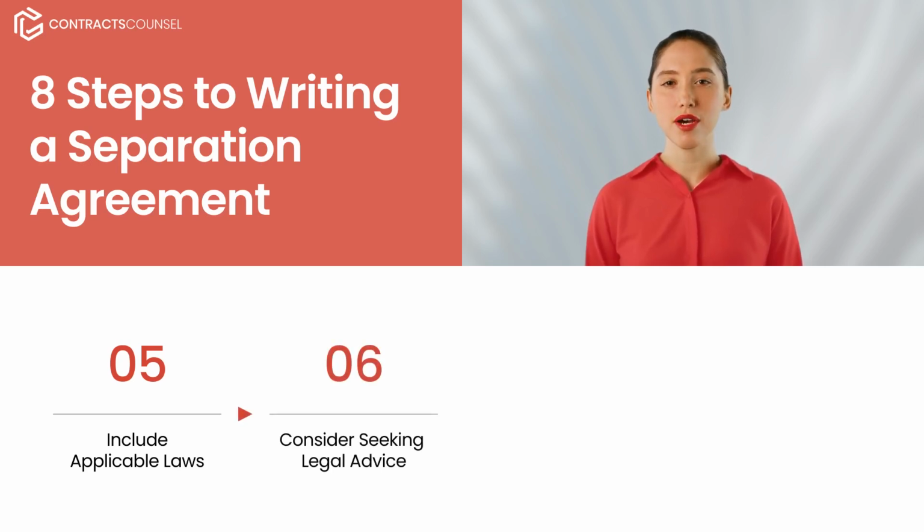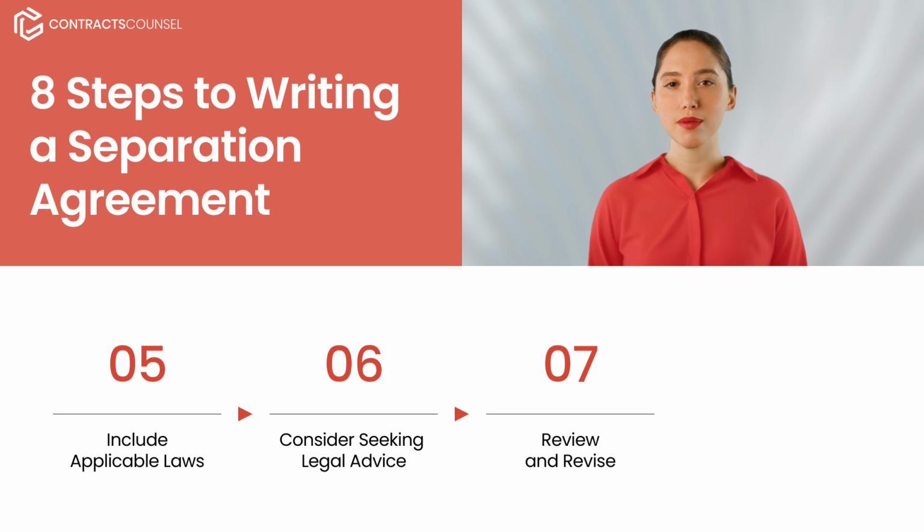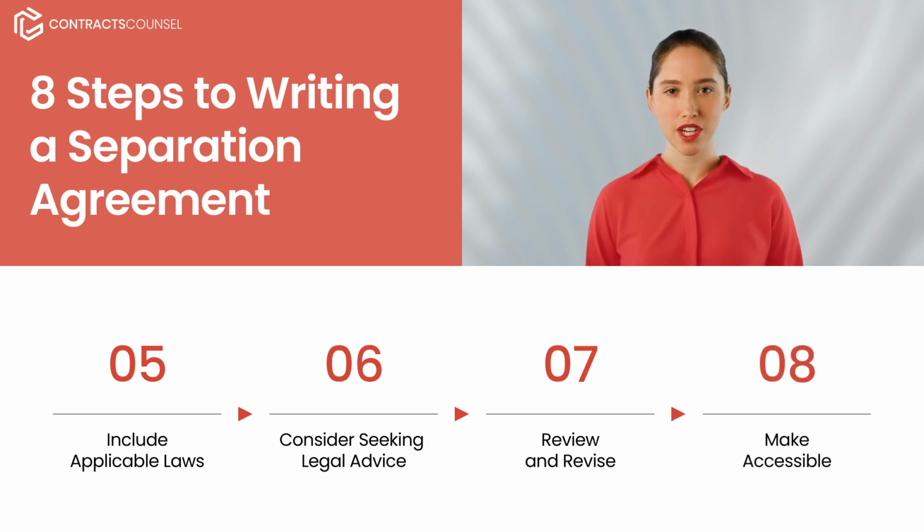6. If you are unsure about anything, consider using Contracts Council's platform to seek advice from an experienced lawyer that works on separation agreements. We have included a link in the description to allow you to find one. 7. Review and revise the agreement to make the language clearer and confirm you have included everything needed. And 8. Create a single document to serve as your separation agreement and ensure both parties have access to it.